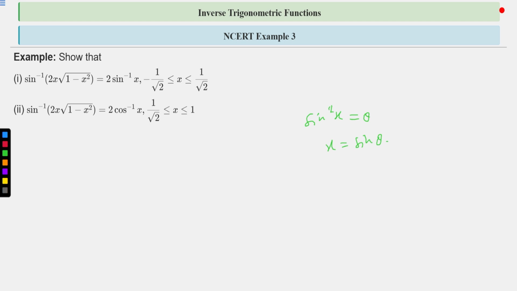Always you have to take care about the domain also, right? In the first case it is 2 sine inverse x, and in the second case it is 2 cos inverse x, right? Also see the domain. When x is between minus 1 by root 2 to 1 by root 2, it is 2 sine inverse x, and when x is between 1 by root 2 to 1, it is 2 cos inverse x, right? So you have to take care of the domain accordingly. Okay, in this way you can try to solve this question. I have given sufficient hint. You can try now.